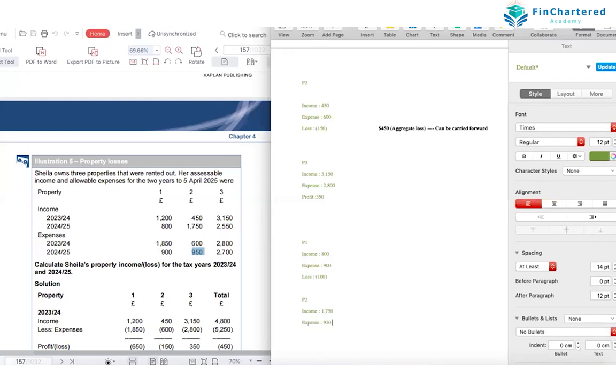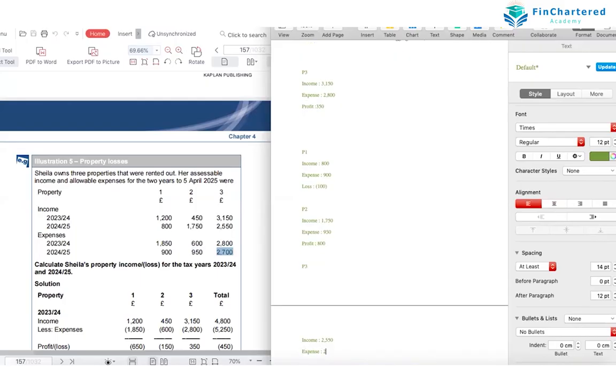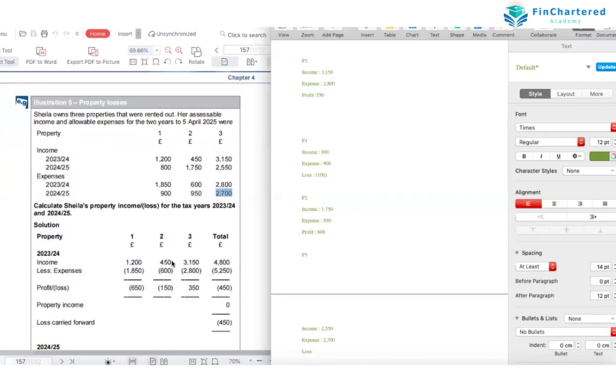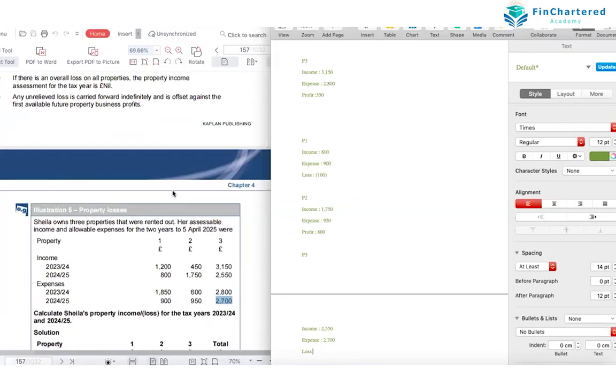So 1750 minus 950. 800. So there's a profit of 800. And P3 is 2550 minus 2700. Income is 2550. Expense is 2700. So there's a loss of how much? Let me just do it on my own, 2550 minus 2700. There's a loss of 150.